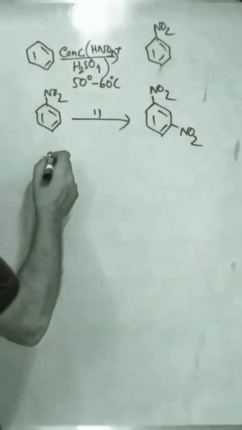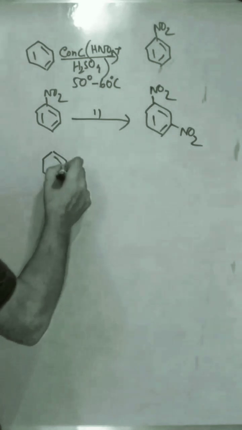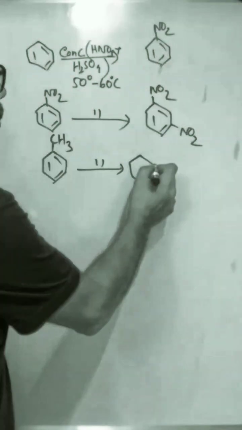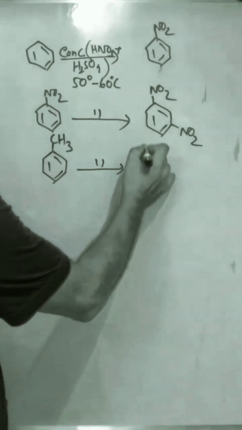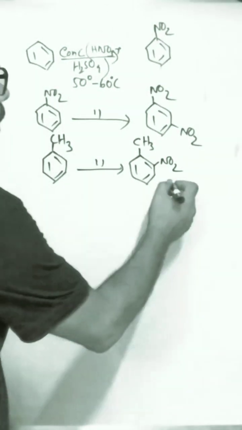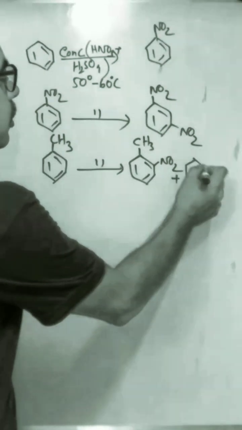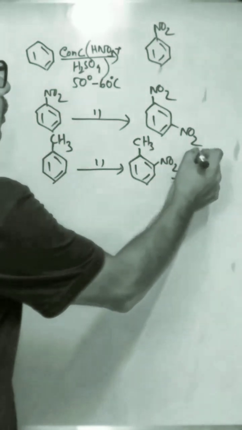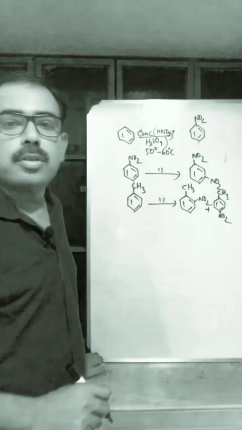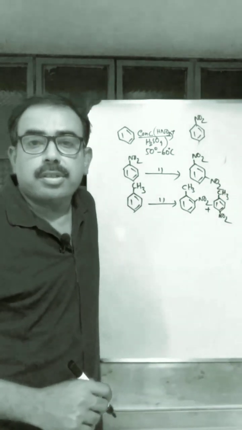Now, if we nitrate toluene with the same nitrating mixture, we get a mixture of two isomers, ortho-nitrotoluene and para-nitrotoluene. Here CH3, this is ortho position, here NO2 comes, so this one is ortho-nitrotoluene, plus another isomer formed, which is para-nitrotoluene. So what is the reason behind this difference?